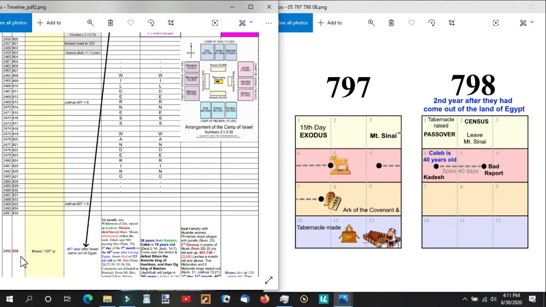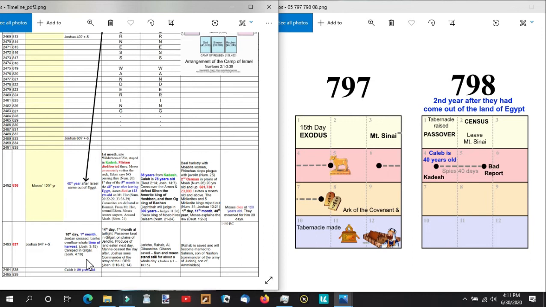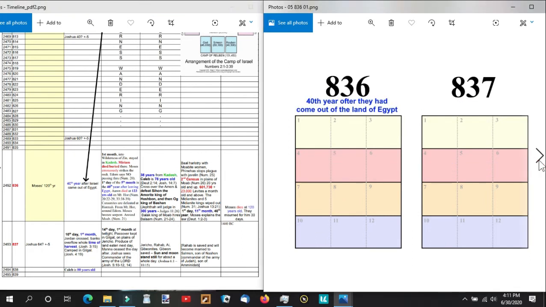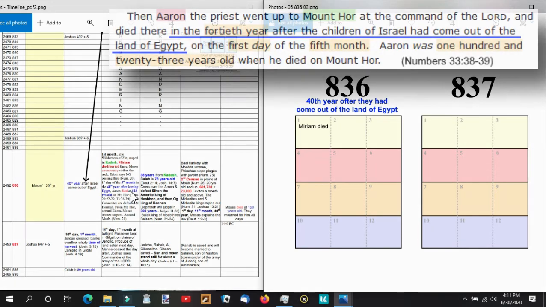The biblical narrative spends only a few verses talking about the time spent wandering in the wilderness and picks up almost immediately with the 40th year. Numbers chapter 20 tells us that Miriam died and was buried in Kadesh in the first month. Numbers 33 tells us that Aaron died on Mount Hor in the 40th year after the children of Israel had come out of the land of Egypt on the first day of the 5th month.